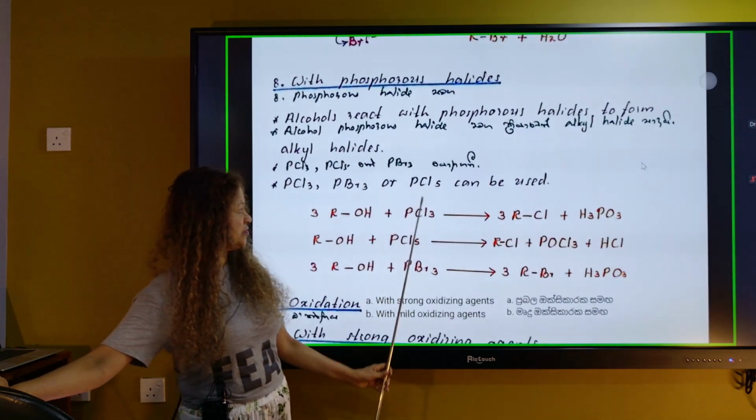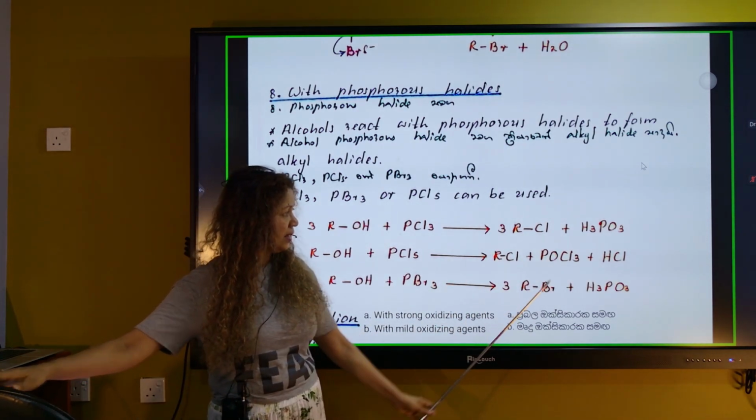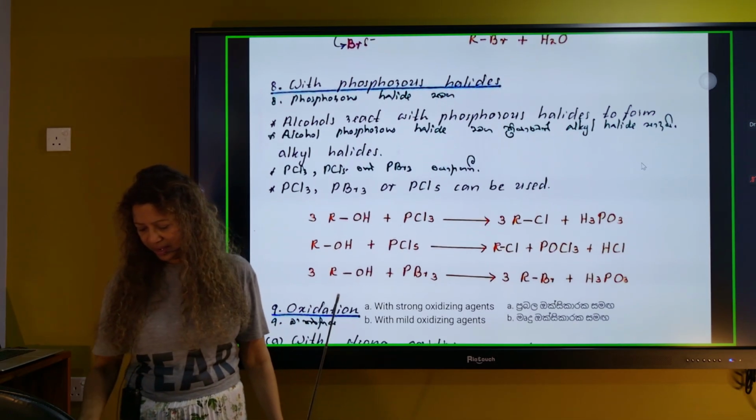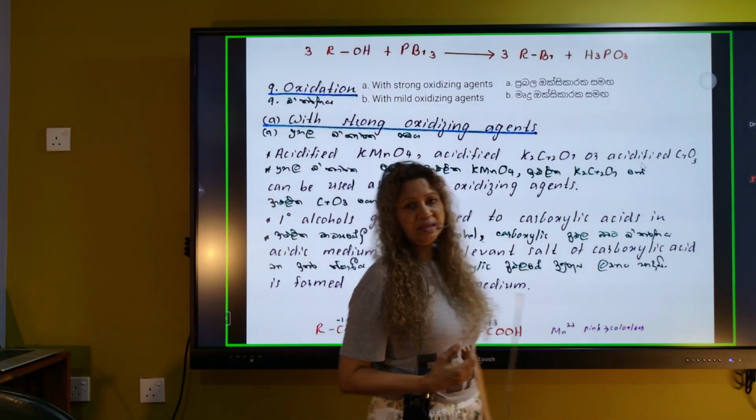So that is the reaction. Phosphorus halides, 3 phosphorus halides we are talking about. Each time we get the same alkyl halide, but the byproducts are different, so memorize them. Then oxidation, with strong oxidizing agents and mild oxidizing agents.